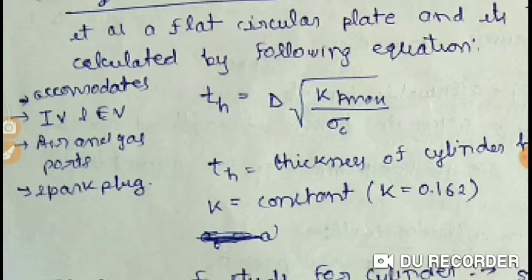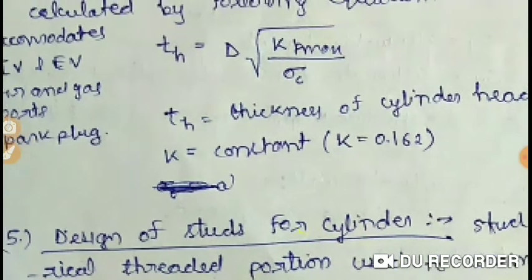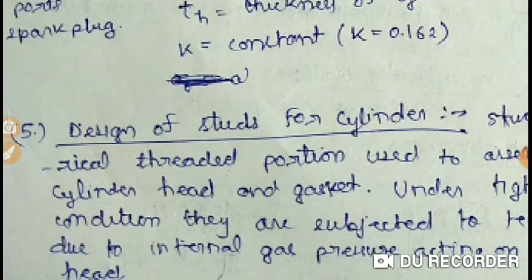Okay, and its value can be easily calculated with the help of the formula th equals d times under root k p max divided by sigma c. For sigma c, we will always take the permissible circumferential stress, because this is the maximum value. Now k is the constant, that value is 0.162, and you have to remember this. In this unit there are a lot of assumptions that you must remember for solving the problems.